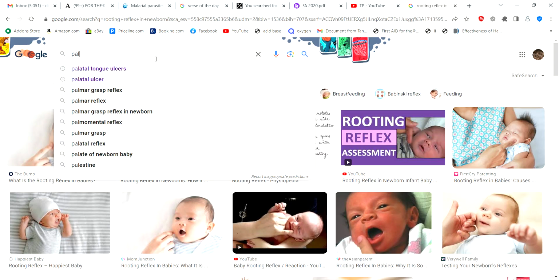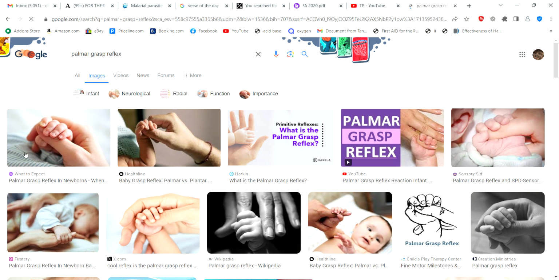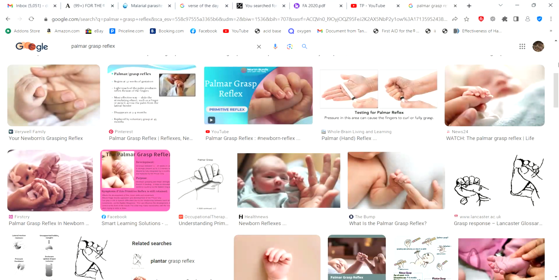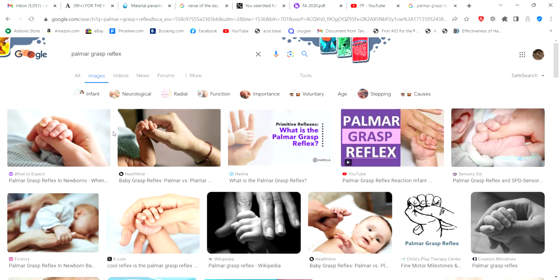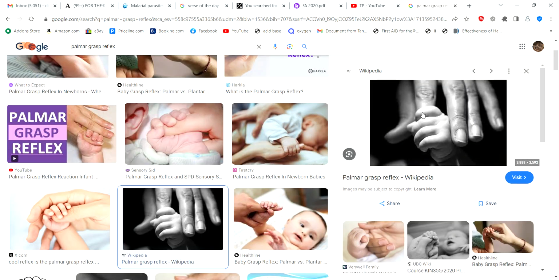Okay, so here it is, palmar. The baby will grab your hand. Palmar, say this. You know how people take newborn pictures, but this is actually just a primitive reflex of the baby.